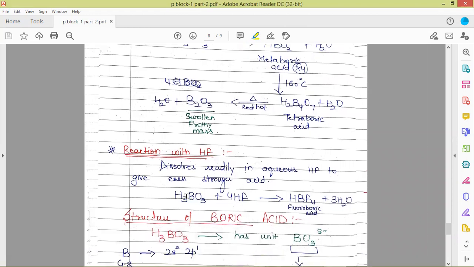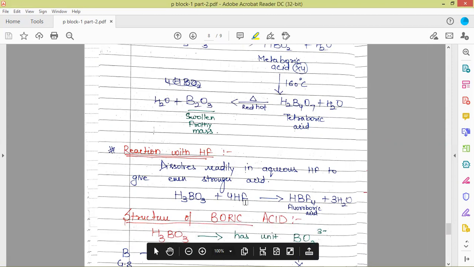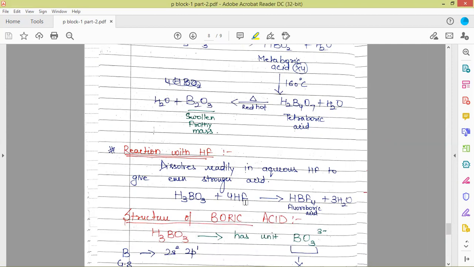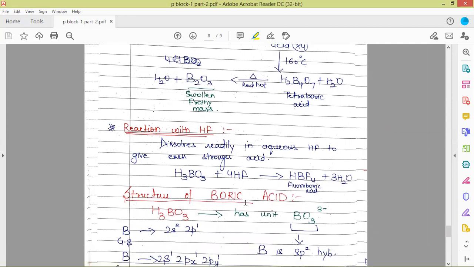This is also an important reaction where H3BO3 reacts with HF to give a stronger acid which is called fluoroboric acid, that is HBF4, with the reaction with HF.